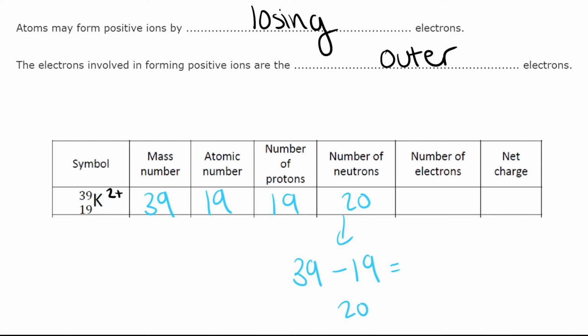Now, this particular ion has a charge of +2, which means that it must have 2 fewer electrons than the number of protons. So I can say that it must have 17 electrons, which gives it that overall charge of +2.